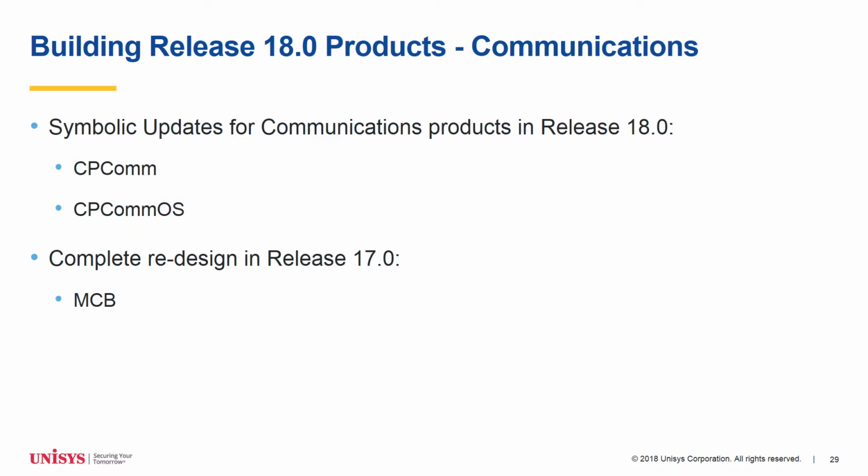This topic is of interest primarily if you maintain your own local code within these products. In Release 18, both CP-COM and CP-COM OS are symbolic updates, which means that the baseline numbers for most of the elements will have changed. If you plan to continue adding local code to Release 18 versions of these products, be aware that the line numbers in your local code will likely need some adjustment.